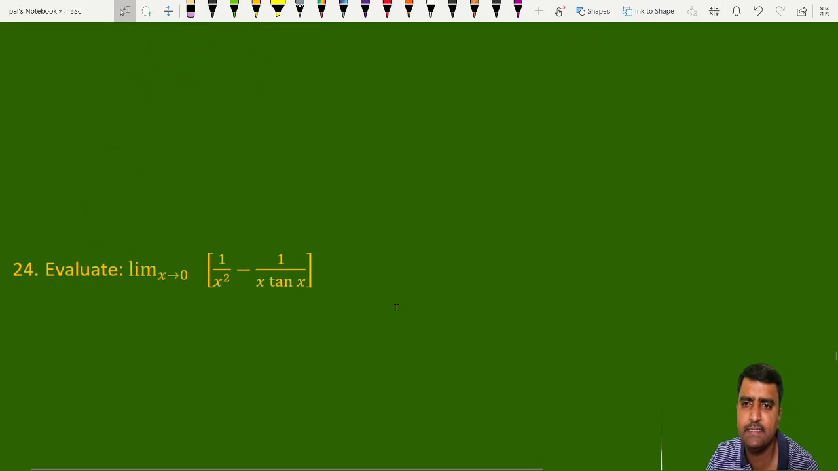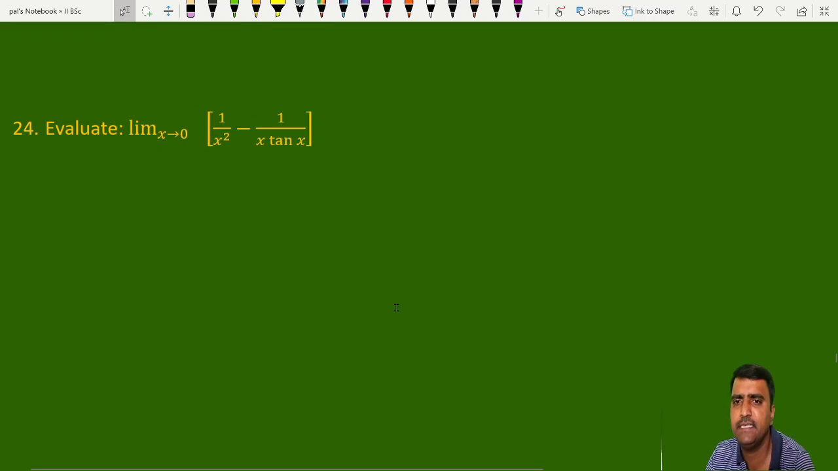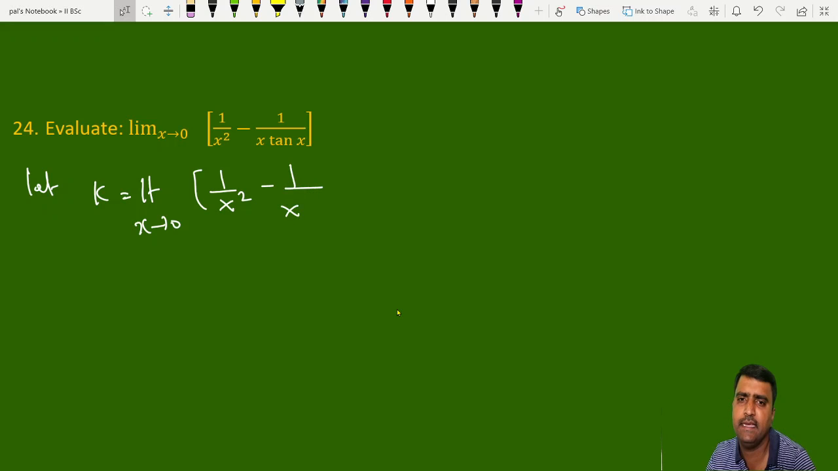Similarly, you see one more example. Limit x tends to 0 of 1 by x square minus 1 by x tan x. So you take this limit as, let k is equal to limit x tends to 0 of 1 by x square minus 1 by x tan x.